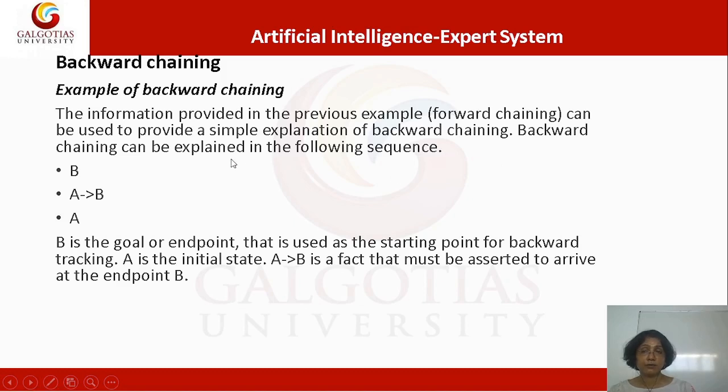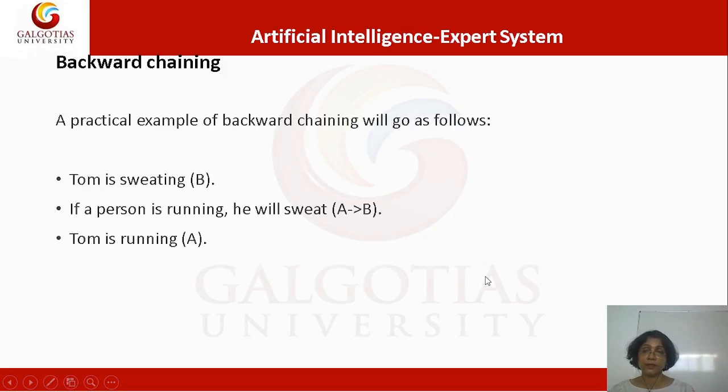Backward chaining can be explained in the following way. If A determines B, then A can also be true. B is the goal or endpoint, taken as the starting point in this backtracking. A is the initial point, and A determines B is a fact that must be asserted to reach the endpoint B. And here, therefore, B is the starting point, which was the endpoint in the earlier chaining, so Tom was sweating. Then, if a person is running, he will sweat, so that person will be running.